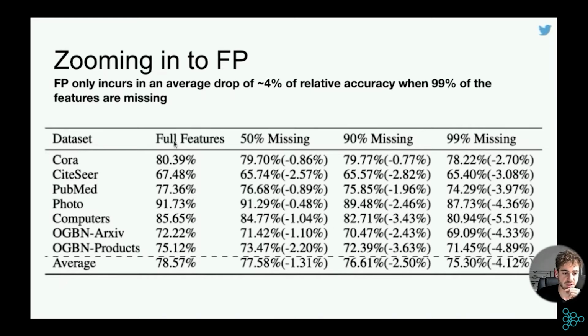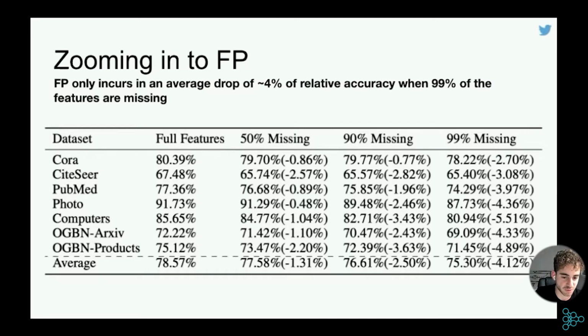So here we have full features, 50% missing, 90% missing, 99% missing. And in the parentheses, we have the relative accuracy drop from the performance with observing all features. And here we basically see that on average over these 7 datasets, the drop is only basically 4% of relative accuracy. So not even absolute, relative accuracy. So you can give up 99% of the features and still only lose 4% in relative accuracy, which I found very, very surprising. I was not expecting this at all.